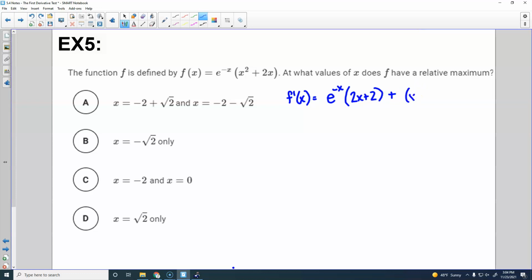So we have x squared plus 2x times the derivative of e to the negative x. What is that? E to the negative x times negative 1, so we get negative e to the negative x.